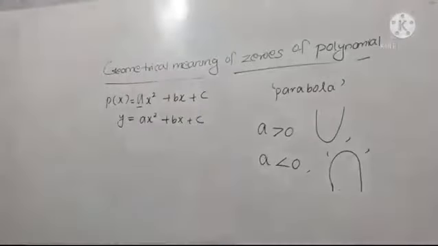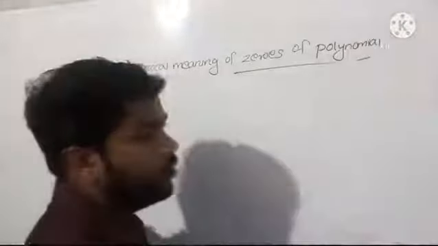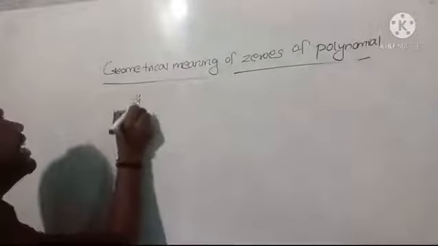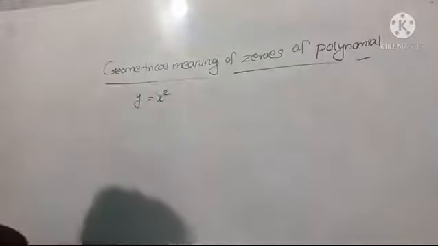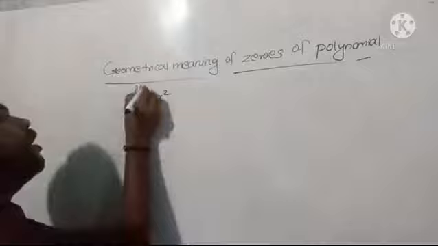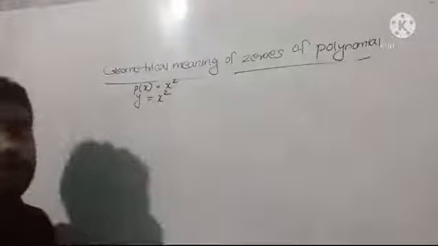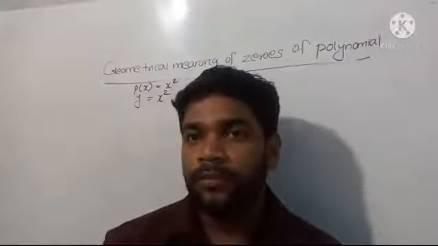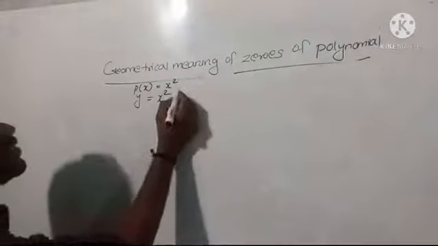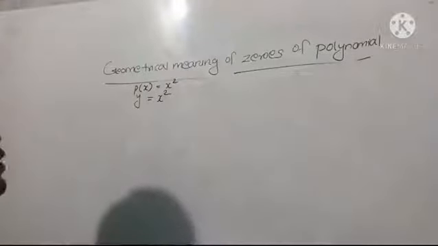Then let us see some examples of how to draw a parabola upward and a parabola downward. I am taking a small quadratic polynomial, y equal to x square. It is a quadratic polynomial with degree 2. Here x square, and that y we call p of x. p of x is equal to x square. A polynomial having degree 2 is called a quadratic polynomial. So y is equal to x square. Then the graph of this quadratic polynomial will be a parabola.